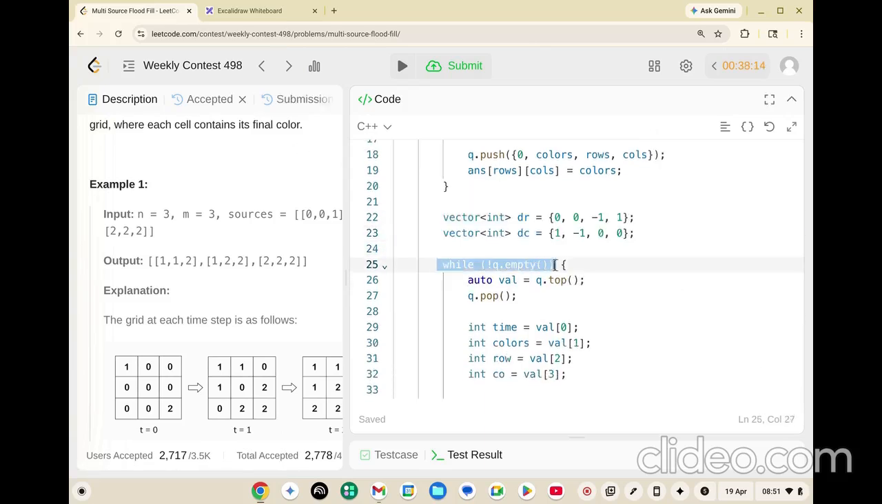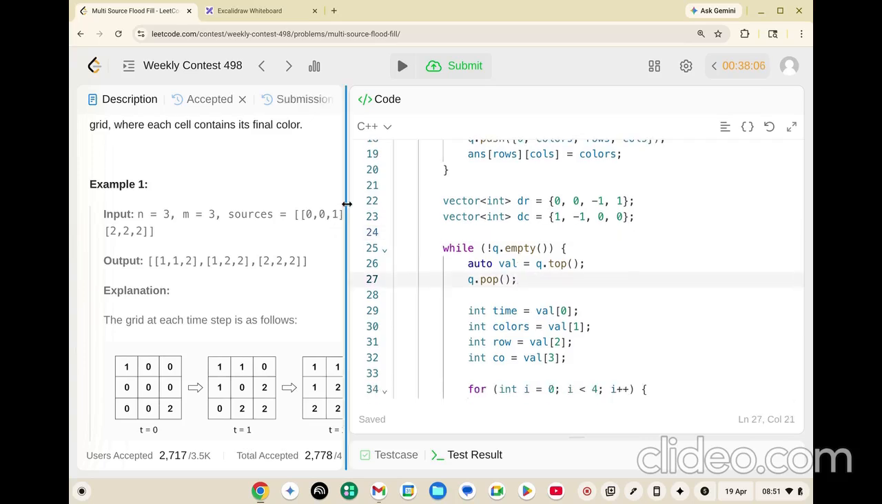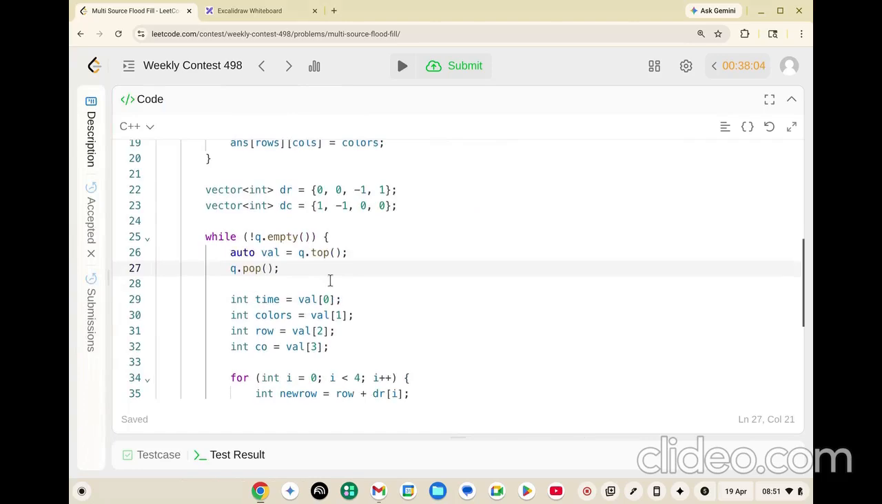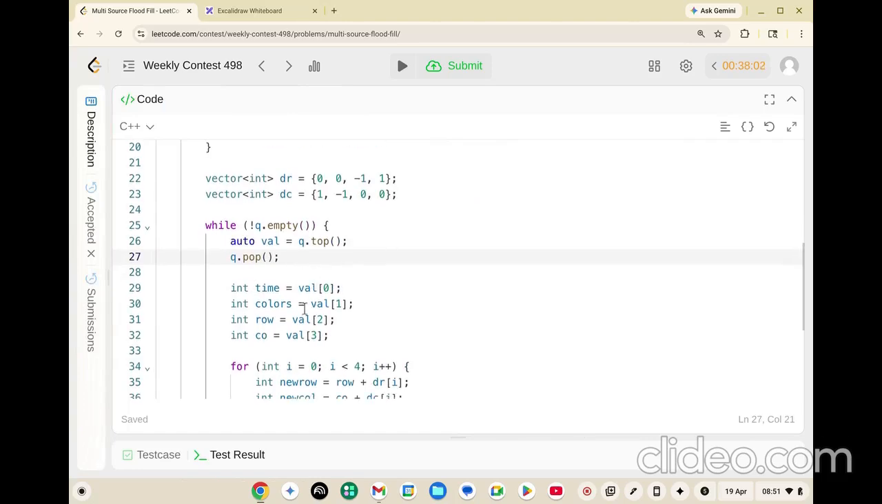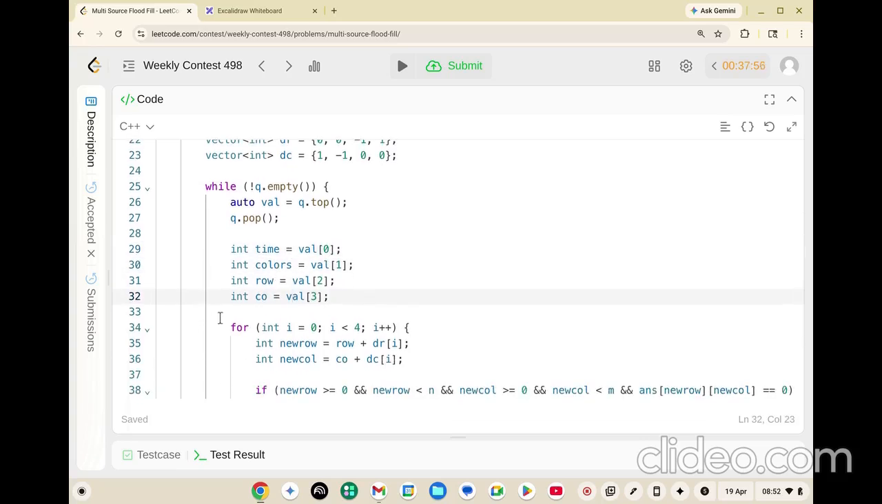So what we will do, while my queue is not empty, we will run through it. auto val is q.top, then q.pop. We are popping out the first element of the queue, right? Now time is val[0], whatever the first value is. Color is val[1], row is val[2], and col is val[3], right? Now we will run on all of the adjacent 4 neighbors, right? New row will be row plus dr[i], new col will be col plus dc[i], right?